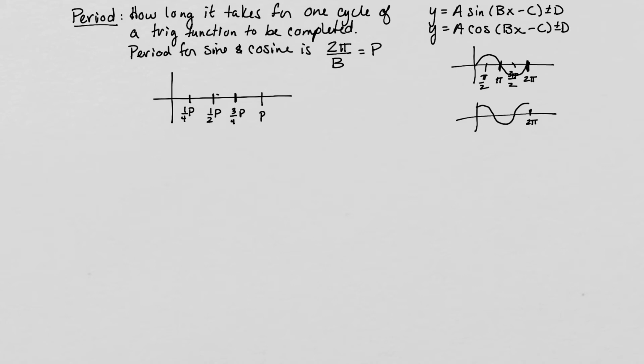I put this here because this is the quick way to figure out how to label your axes. Once you figure out what your period is, we're going to figure out a quarter P, a half P, 3/4 P, and that's how we're going to label our axes. And you might go, I have no idea what you're talking about, but I'm going to do an example, and hopefully it makes more sense then.